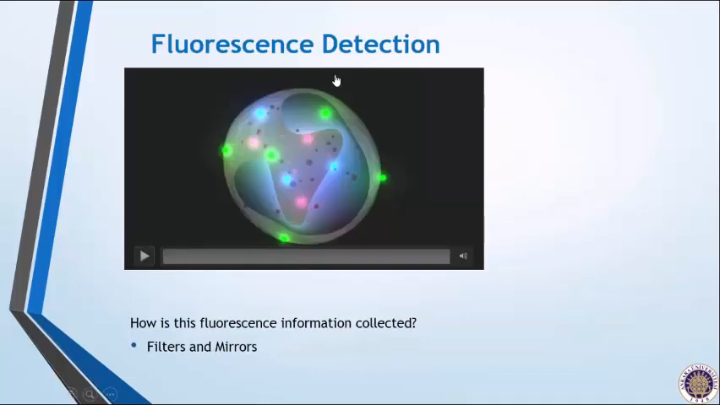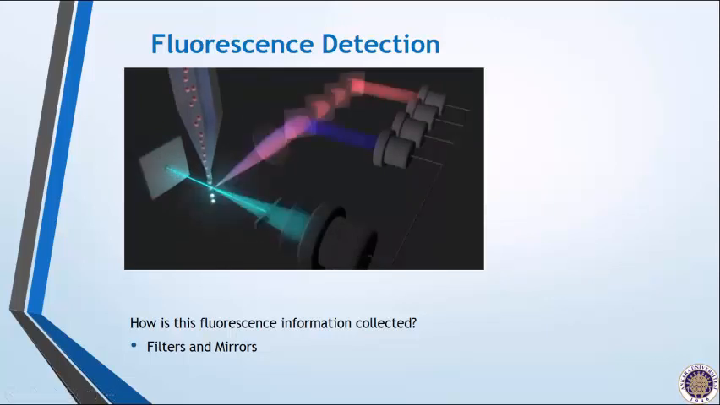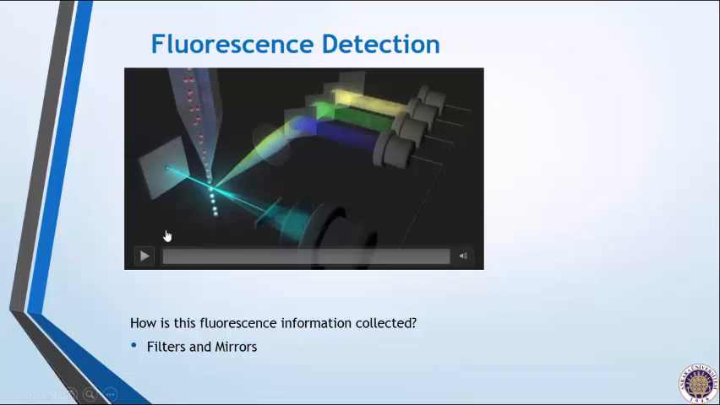Fluorescence detection. Well, how is this fluorescence information collected? The fluorescent light coming from labeled cells as they pass through the laser travels along the same path as the side scatter signal. As the light travels along this path, it is directed through a series of filters and mirrors so that particular wavelength ranges are delivered to the appropriate detectors.